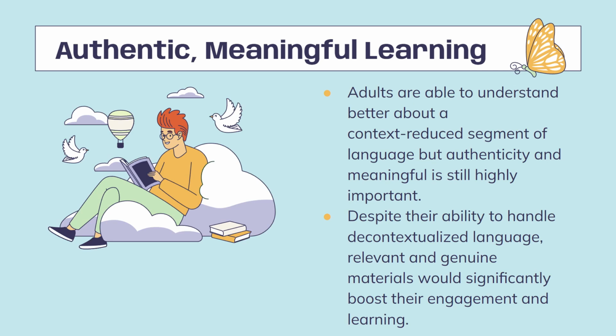Now, for the authentic, meaningful learning point of teaching adults, adults are able to understand better a context-reduced segment of language. But authenticity and meaning are still highly important. Unlike children, adults have developed cognitive skills that allow them to deal with more abstract language. They can analyze and apply language structures without always needing an immediate, real-life example.